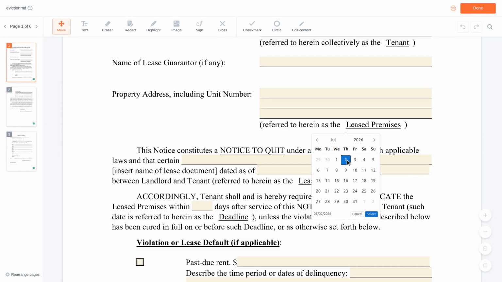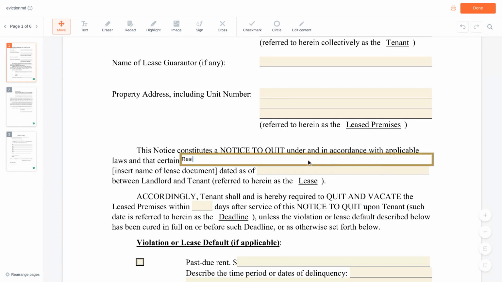Now the terms. Name the lease document you are enforcing and its date, here a residential lease agreement dated June 1, 2023. The next blank, the number of days the tenant gets, is set by your state's law. We cover it in the requirements in a moment, so fill it in after checking that.